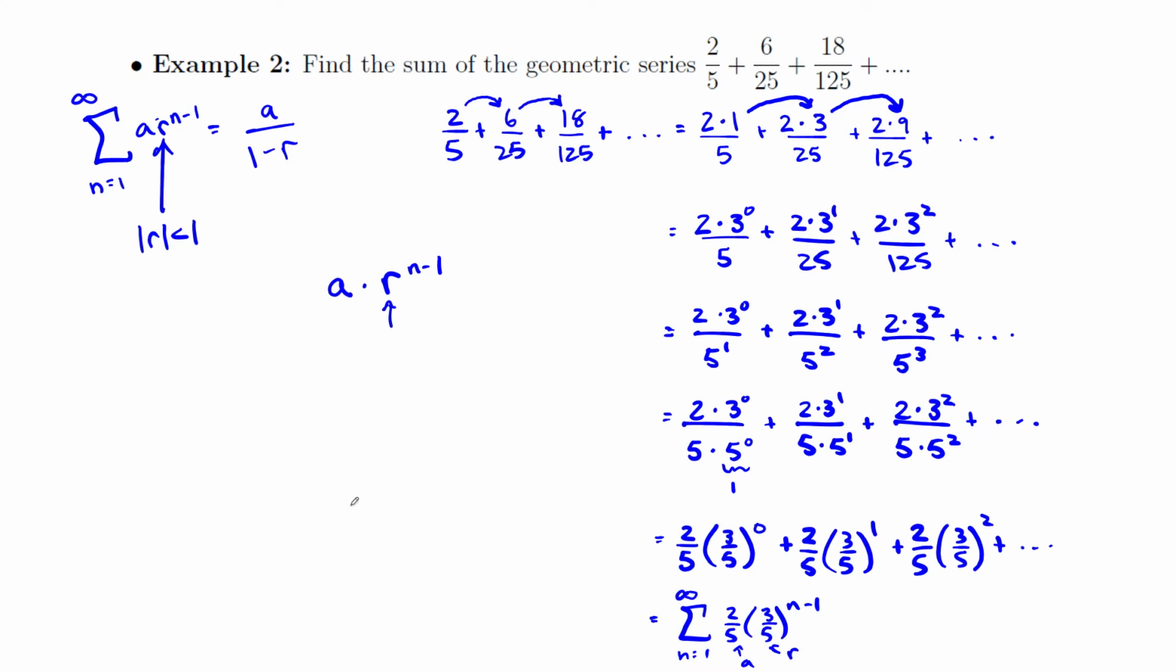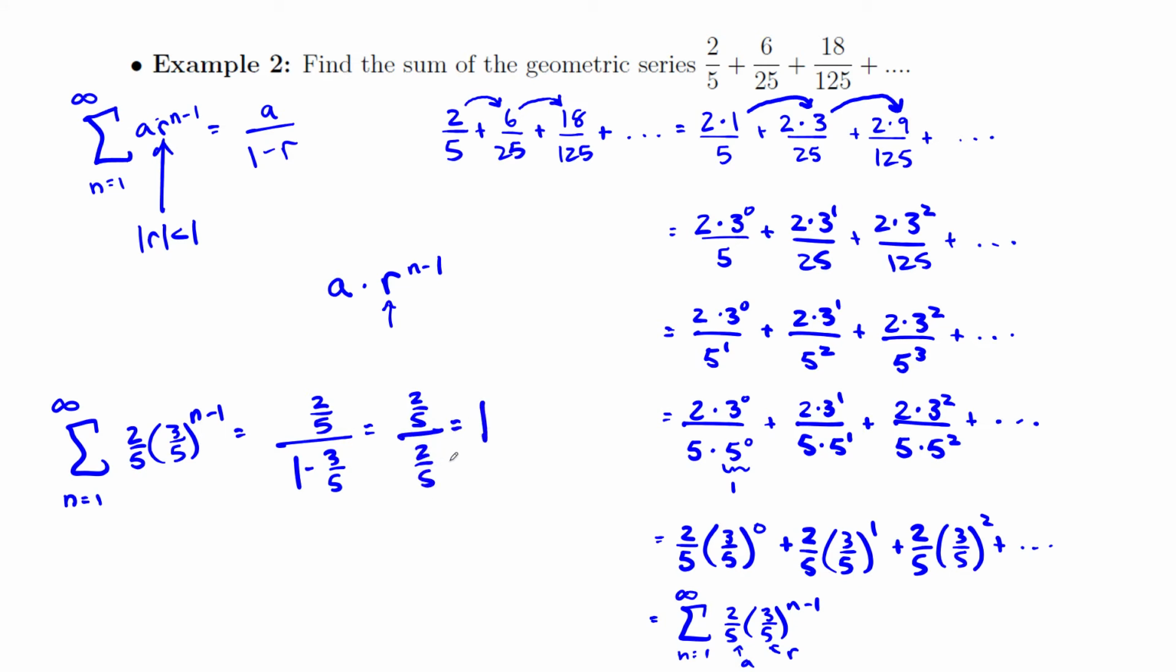Once we have it in this form, now we're able to easily write out what the sum is equal to, right? So rewriting this over here. So a is 2/5, right? So I'm just copying directly from this formula. 1 minus 3/5. And so, of course, that's pretty convenient. 1 minus 3/5 is 2/5. So this means this thing sums to 1.